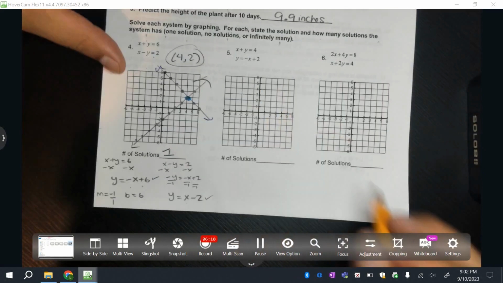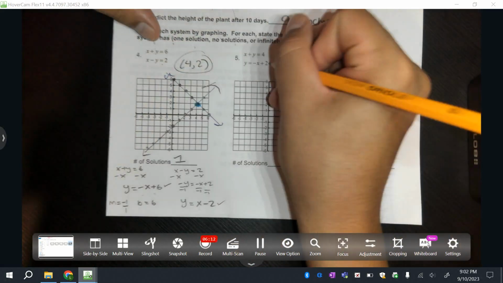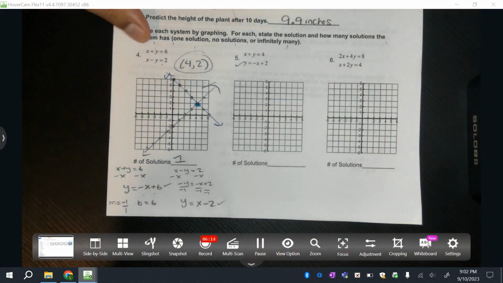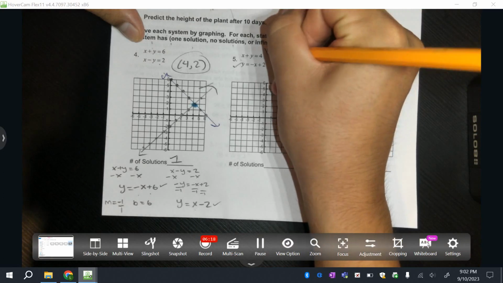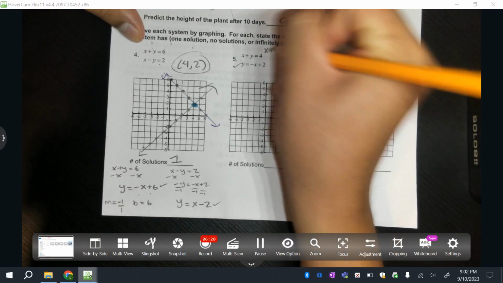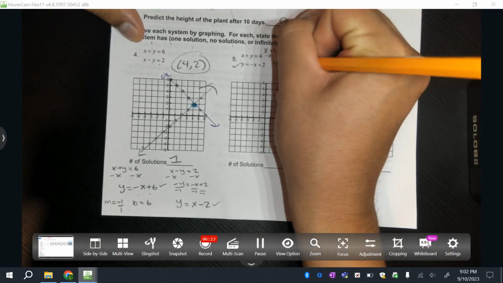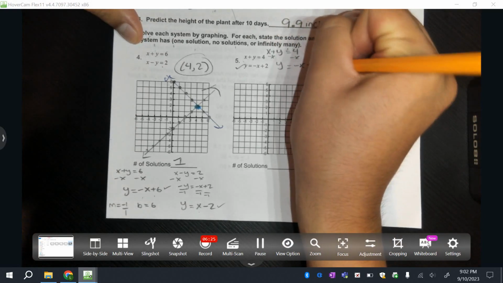Alright, so let's go to number 5. On this one, the bottom equation is in slope-intercept form, so that one's good, but this top one, we just got to do one step to it. It is subtract the x. So we get y equals negative x plus 4.